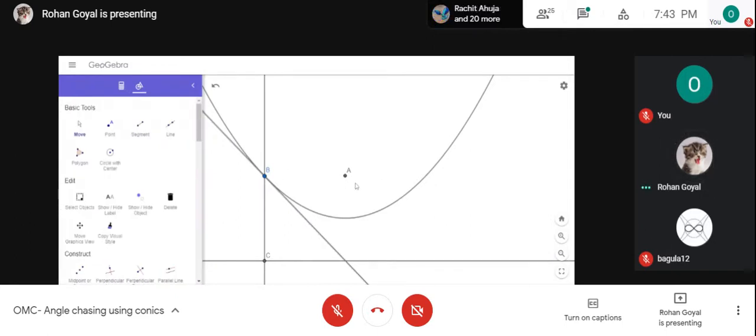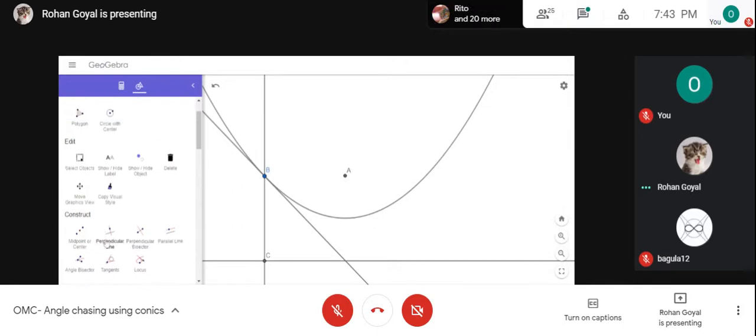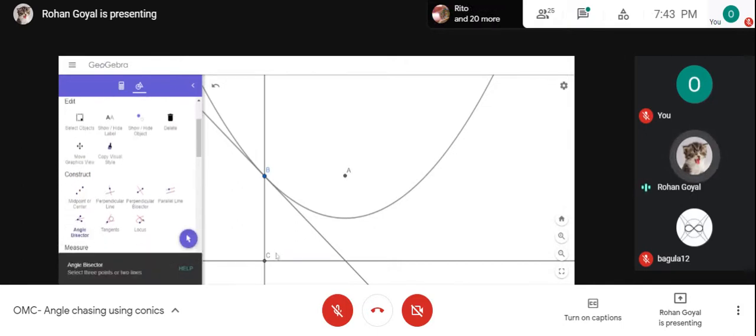Now, the tangent is actually the angle bisector of angle ABC.